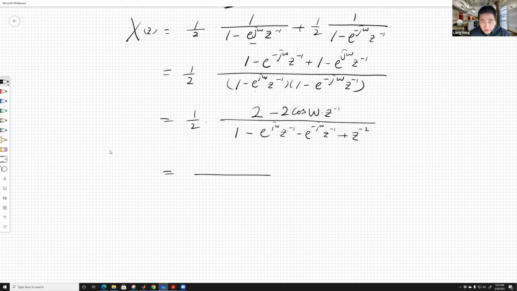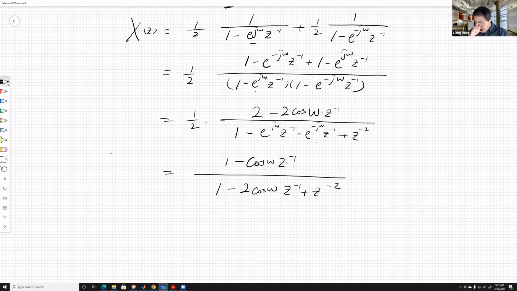So we have 1 subtract cosine omega c negative 1. Here I got a 1 subtract this and this. Again, that's Euler identity. It becomes 2 cosine omega c negative 1 plus c to the power negative 2. So that's the answer that we will have, with all these coefficients becoming real. So this is cosine omega, it's real. Cosine omega, that's real. And we can actually use the lookup table to directly find that.